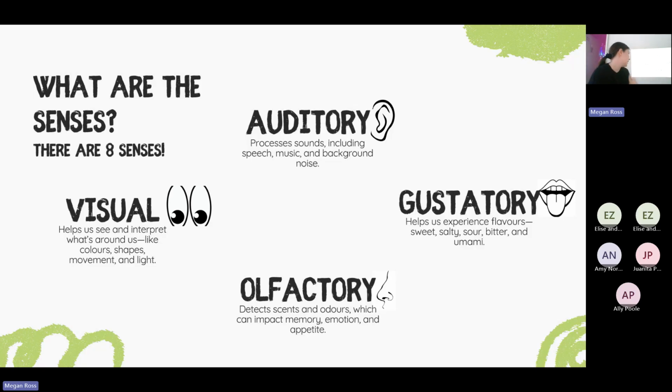And then olfactory detects the sense, so the things we can smell, scents and odors, which can impact memory, emotion, and appetite. So it's helpful to know, particularly if you're ever working with people who have had some adverse life experiences or have experienced some trauma. Olfactory is one of those senses that can really sneak up on people, and we don't realize that people are having perhaps these fight or flight responses to olfactory, because that can be one that can really quickly bypass some of that filtering process and go straight to that danger center.